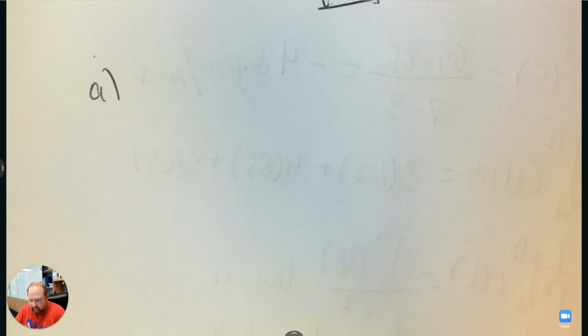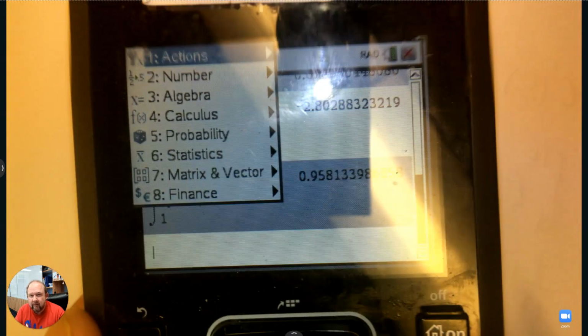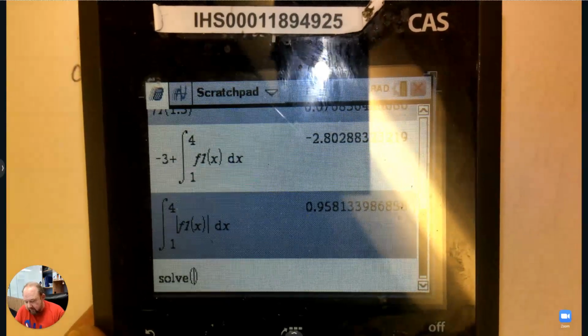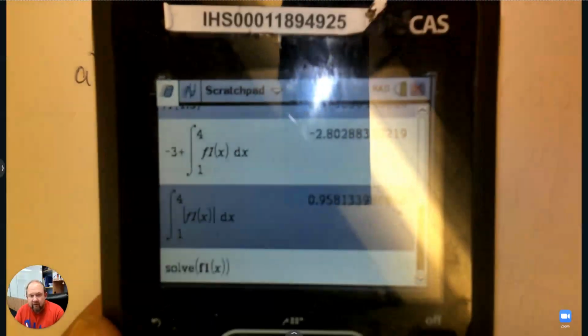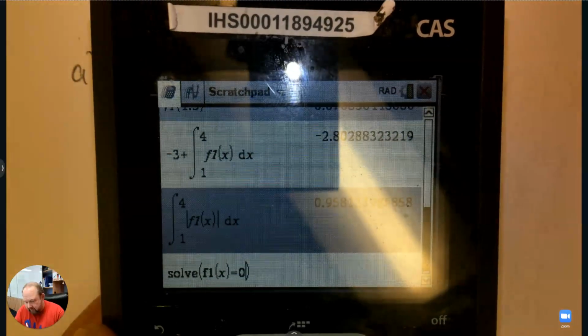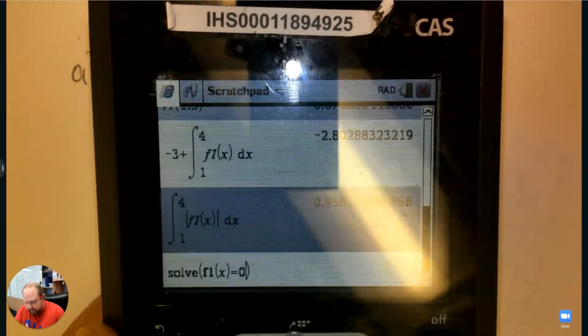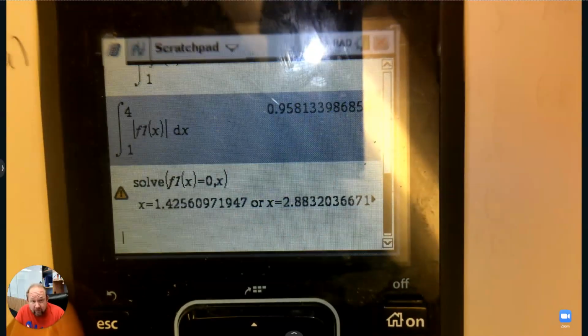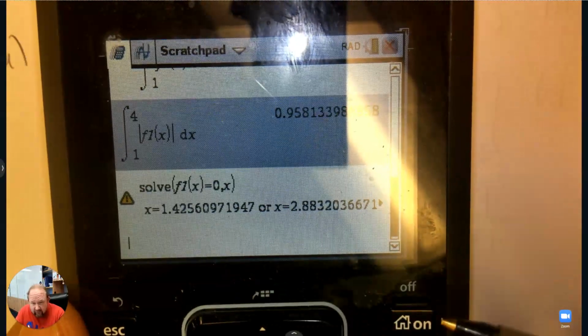To know when it's not moving, you take the velocity equal to 0 and use your calculator. First you'd write down what you're doing, the velocity equal to 0. Then with your calculator, you would go menu, algebra, solve, and we labeled it as f1 at x equals 0, comma x, control enter. Then it gives you 2 answers, but it's the answer between 0 and 2, so the first answer, which is 1.425.